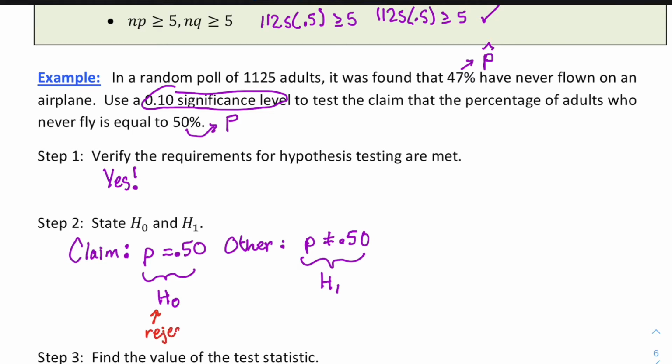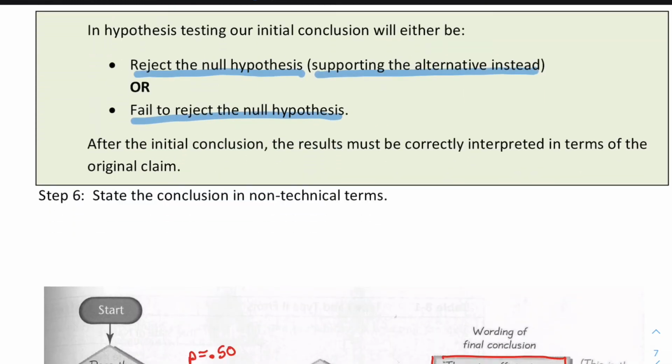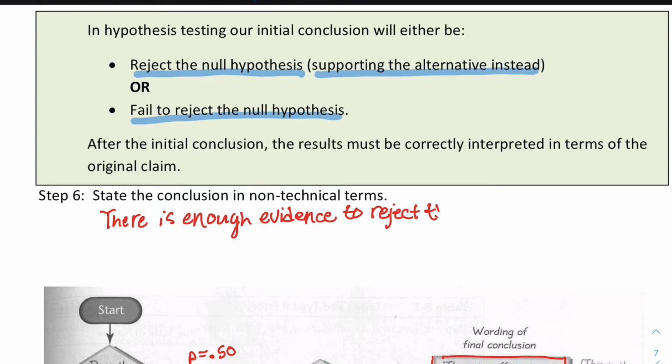So if you look at what we did, we rejected our null hypothesis. Our null hypothesis corresponded to our original claim. So what are we going to do with our claim? We're going to reject our original claim. So if we word this in terms of restating the question, what do we actually do, which, yes, you have to do, what we're going to say is there is enough evidence to reject the claim that 50% of people have never flown.